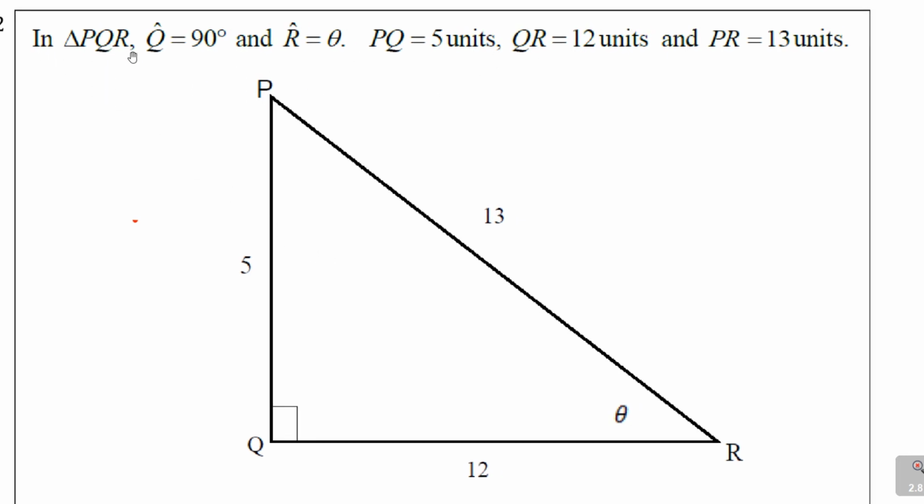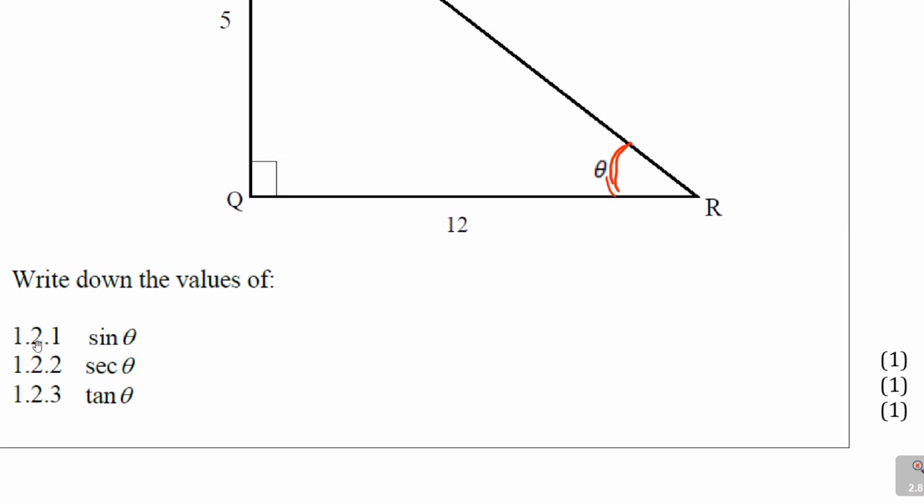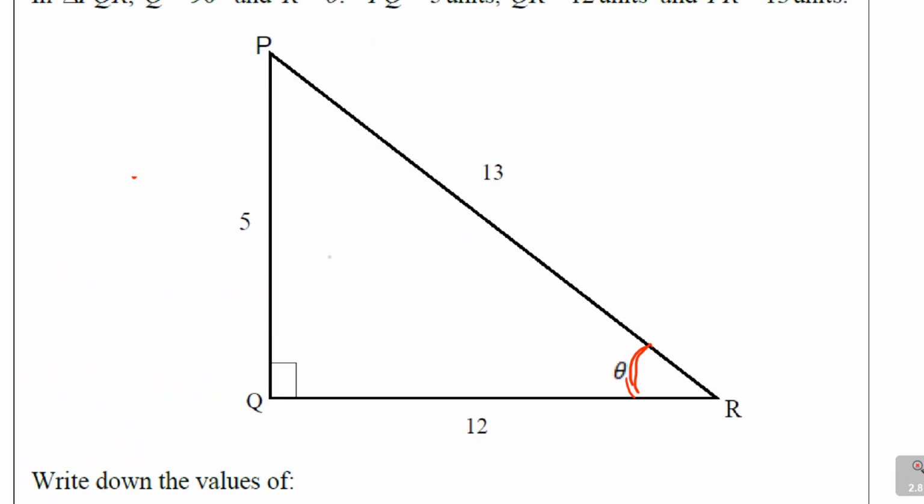Look at this. In triangle PQR, there is PQR, and R is equal to theta. There is our theta there. See this? This is our angle theta. PQ is 5 units, the other one is 12 units and 13 units. Then what are they saying here? Write down the values of what? 1.2.1 sin theta. When given a question like this, there's two things that you need to definitely put into place. The first one is your SOHCAHTOA. SOHCAHTOA.